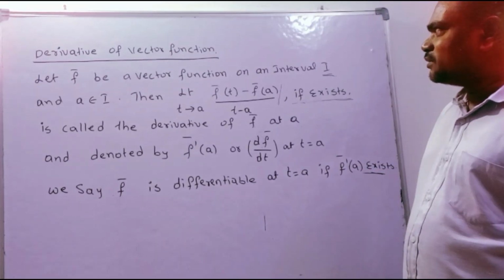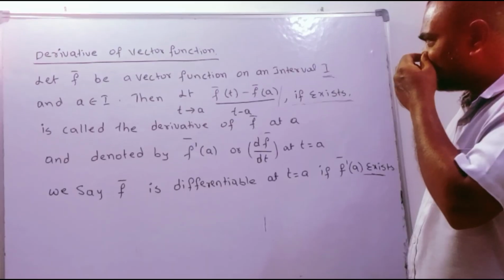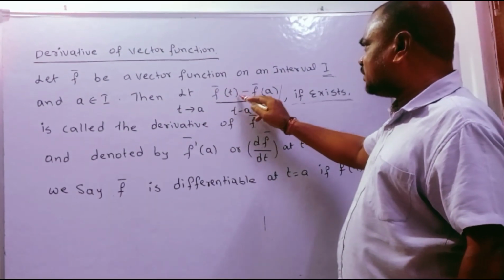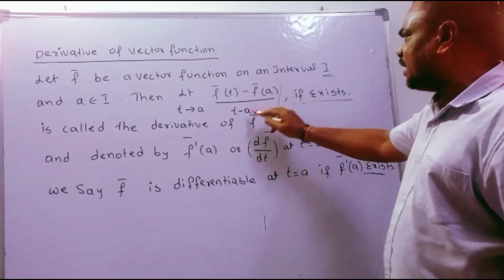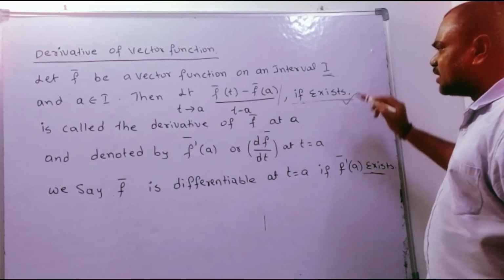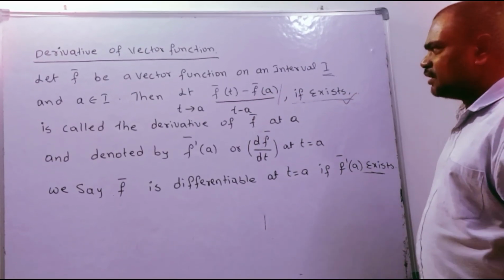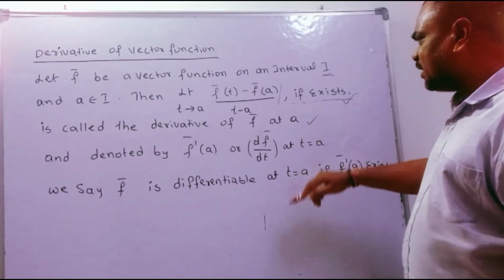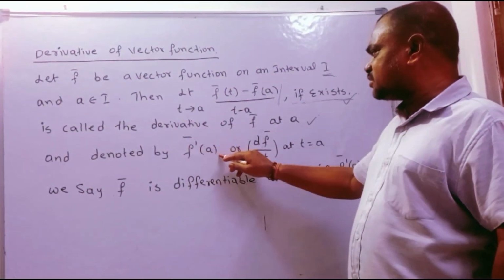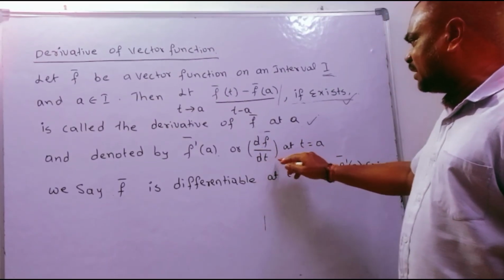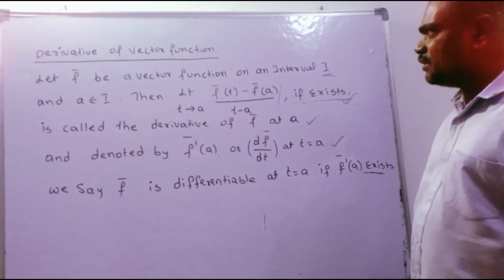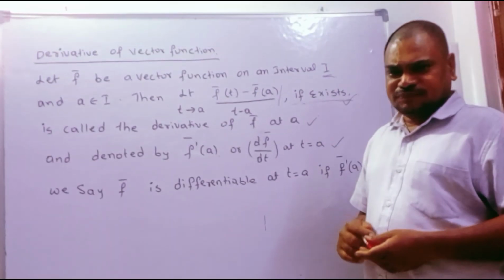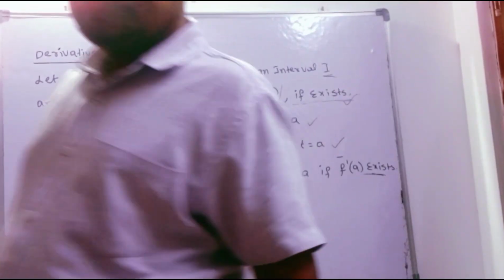Okay, all of you. The derivative of a vector function is the limit as t tends to a of F bar of t minus F bar of a by t minus a, if it exists. We say the derivative of F bar at a can be written as F bar dash of a or dF bar by dt at t equal to a. This is the derivative of a vector function.